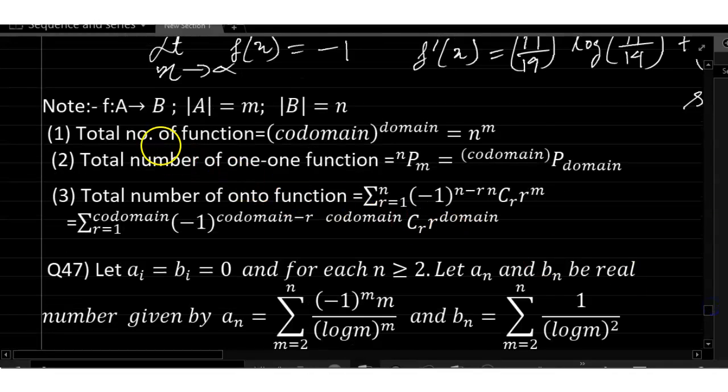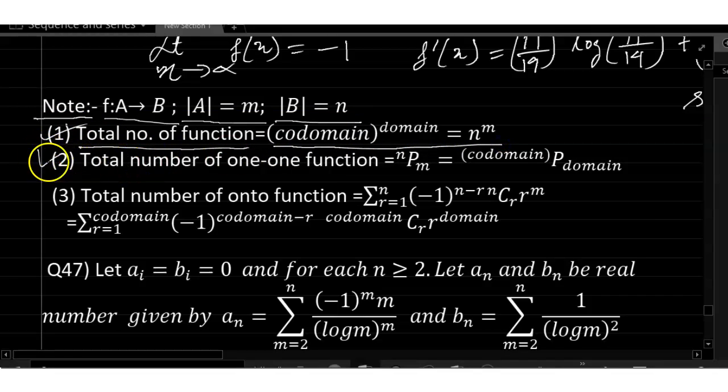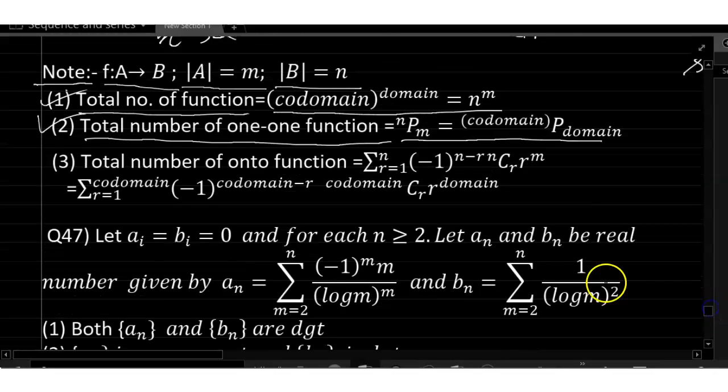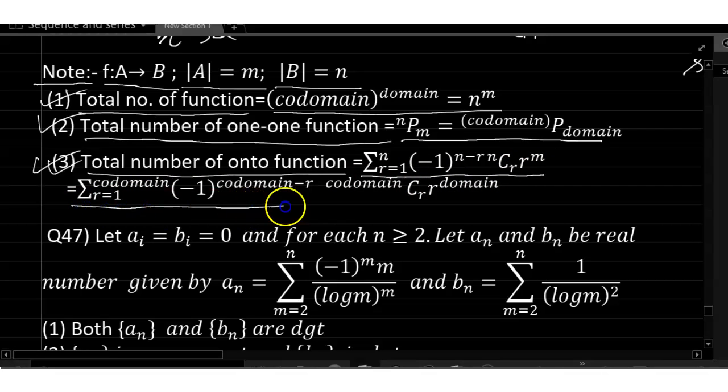Now we discuss some theory. If f maps A to B, where mod of A equals m and mod of B equals n, the total number of functions is equal to codomain to the power domain, n to the power m. The total number of one-one functions is equal to nPm, codomain P domain. The total number of onto functions is the sum over r equals 1 to n of (-1) to the power n minus r, nCr, r to the power m. So this is the value.